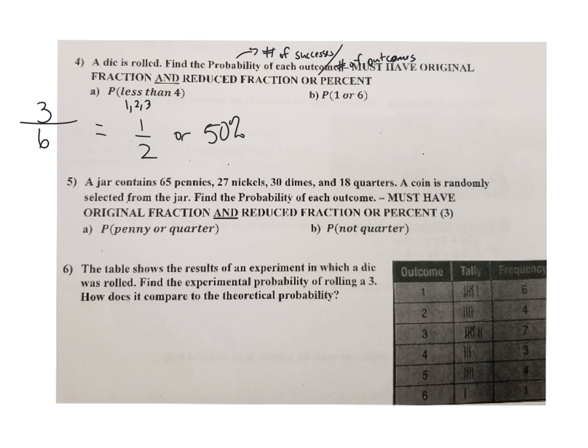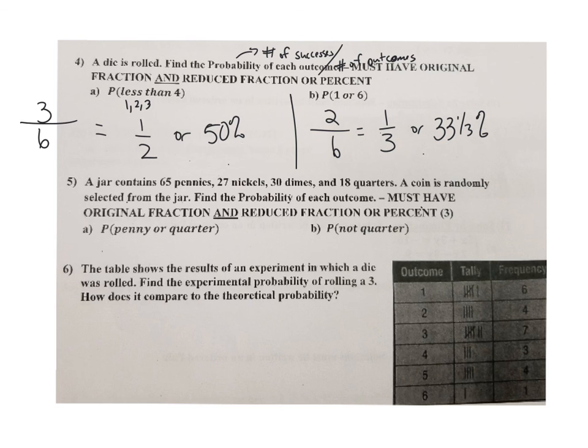Now, same thing for B. I have 6 total outcomes because I'm rolling a die. 1 or 6, it's 2 of them. That's going to be 1/3 or 33 and a third percent. Either one of these two answers are okay. Either this or this are totally okay answers.